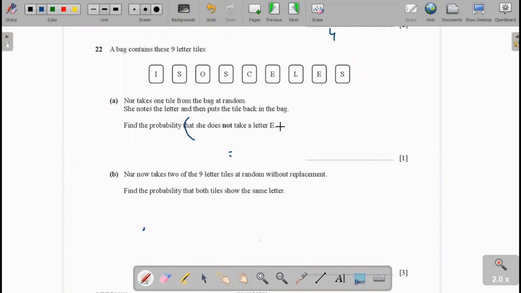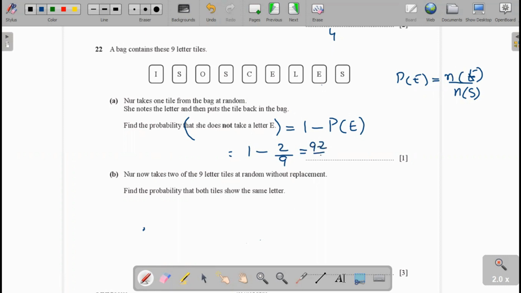Now the probability of not taking a letter E is equal to 1 minus the probability of letter E. Now the probability of any event is equal to the number of outcomes in the event divided by the total number of outcomes in the sample. Here the number of outcomes for E is 2, and the total number of letters is 9. We subtract, we get (9 minus 2) over 9. That is the answer, 7 over 9.